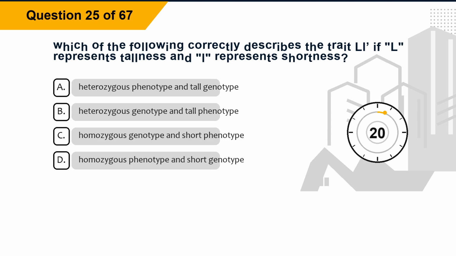Question 25. Which of the following correctly describes the trait LL, if L represents tallness and L represents shortness? Option A, heterozygous phenotype and tall genotype. Option B, heterozygous genotype and tall phenotype.